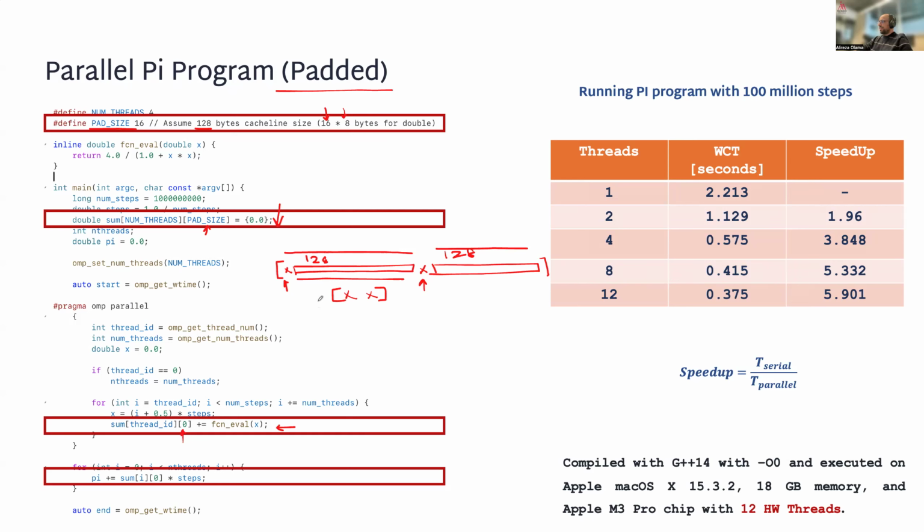So it causes this to happen, that this part will be on one cache line, and this part will be on another cache line.